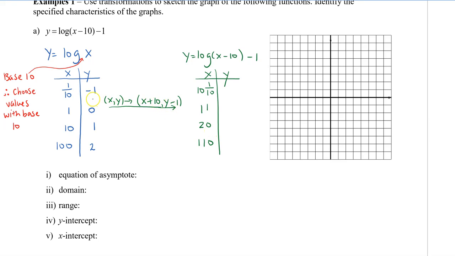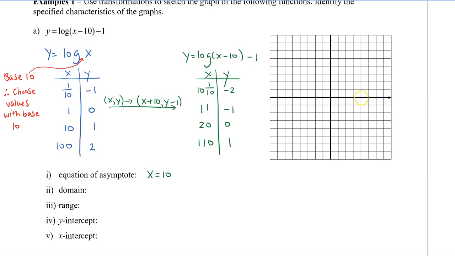My y values will be -1 minus 1, 0 minus 1, and so on. Okay. So when I graph this, I'm going to first draw my asymptote, and you can see that that's 10. Actually, what I like to write down is that my asymptote is 10, and I'll write that down right away. So x equals 10.